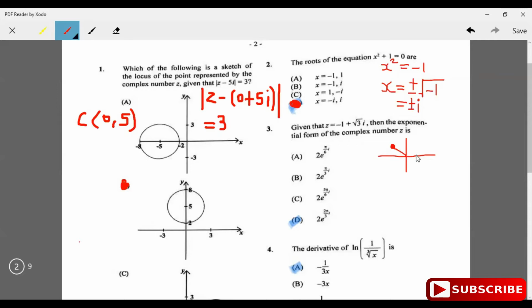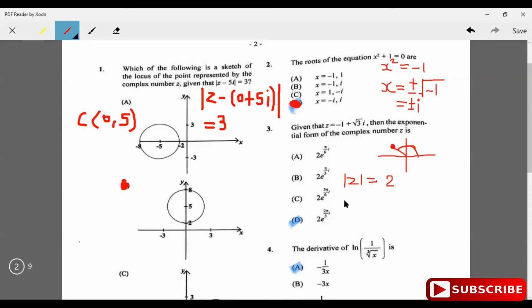Remember, the argument is always the angle between the positive real axis and the complex number. So that's why it is that. First and foremost, we have to find r, the modulus of z. Mod z is clearly 2 from all the options. The exponential form is r e to the i theta, so we need the modulus and the argument.